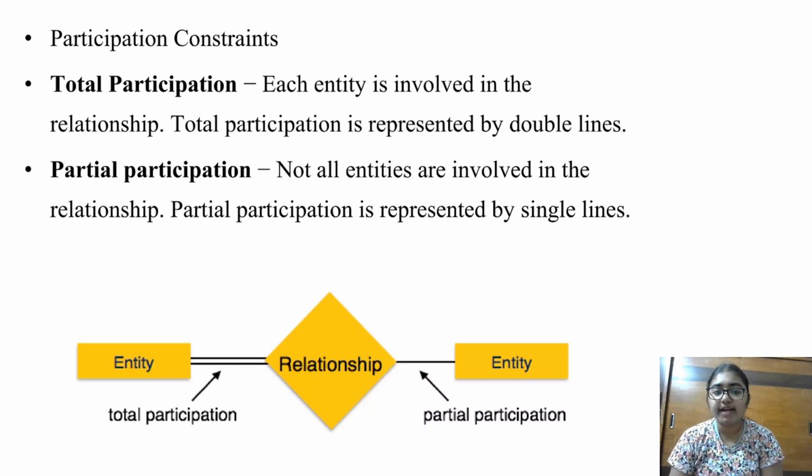Participation constraints. Total participation. Each entity is involved in the relationship. Total participation is represented by double lines. Partial participation. Not all entities are involved in the relationship. Partial participation is represented by single lines.